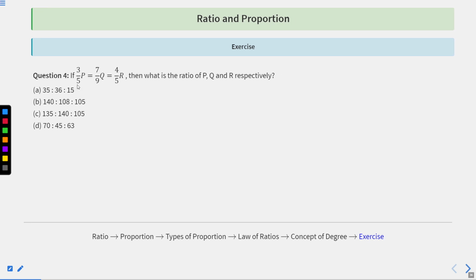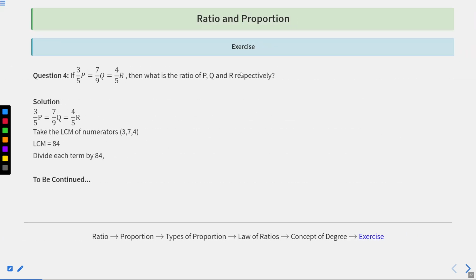If 3 upon 5P and 7 upon 9Q equal to 4 upon 5R, then what is the ratio of P, Q and R respectively? So here we have 3 upon 5P equal to 7 upon 9Q equal to 4 upon 5R.